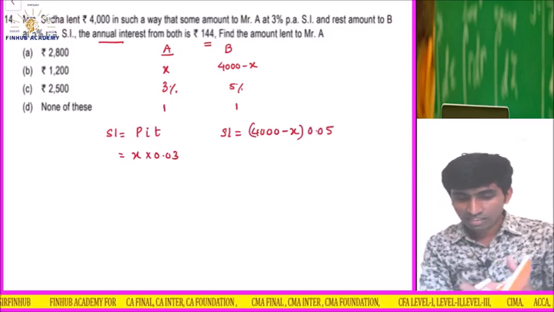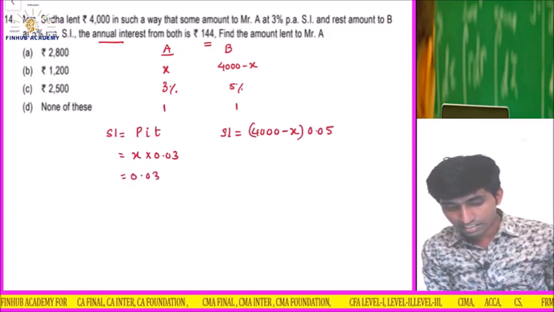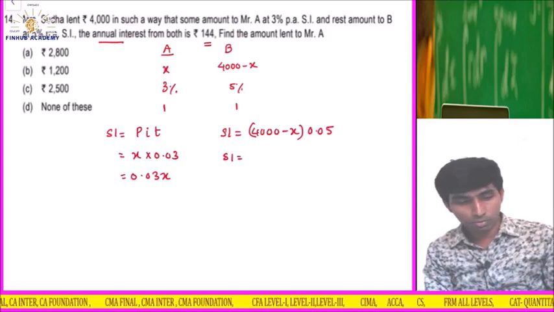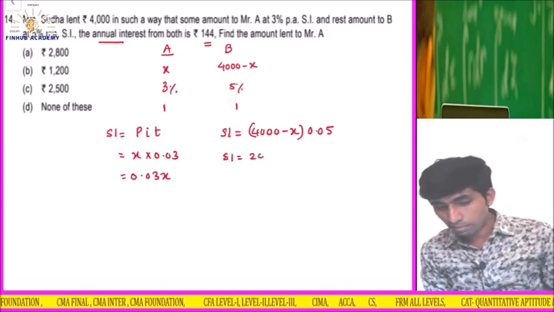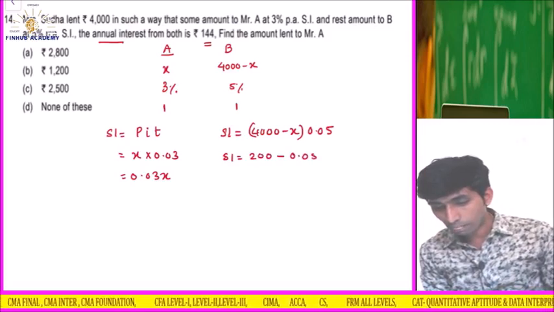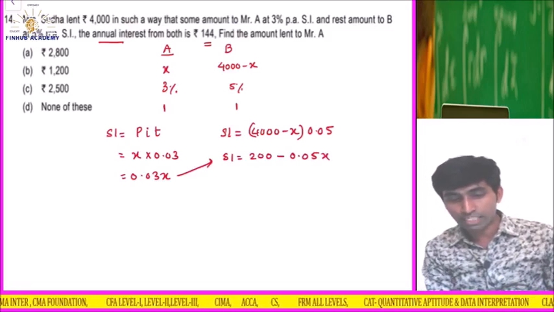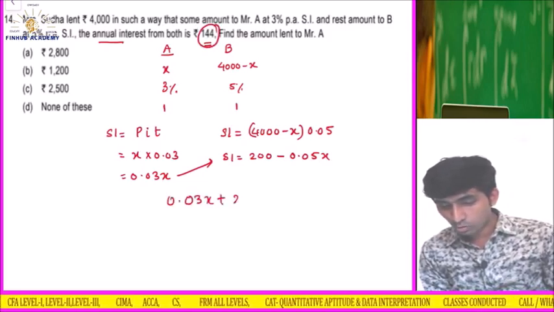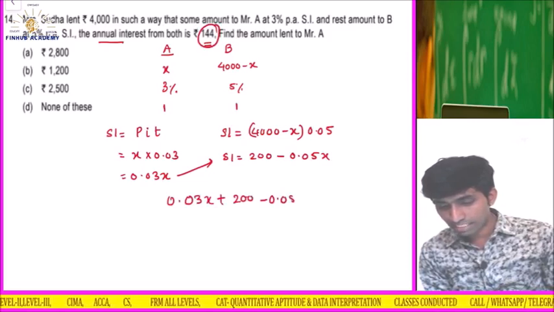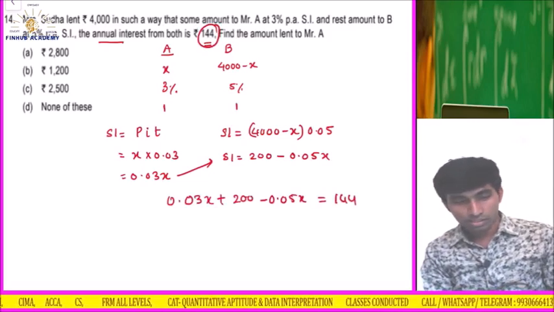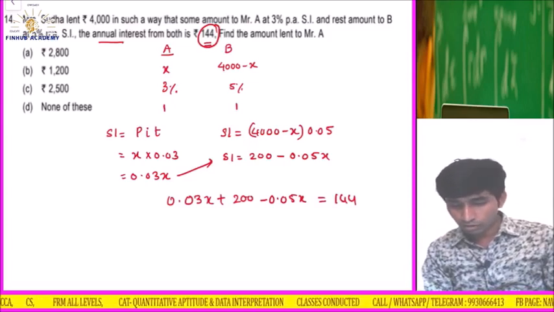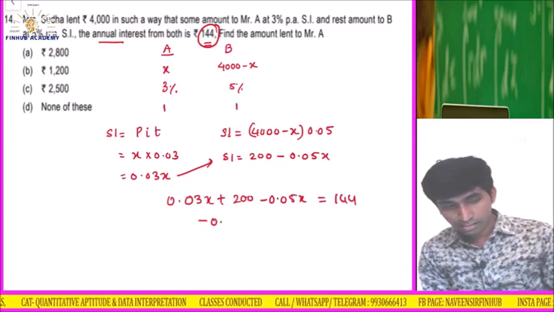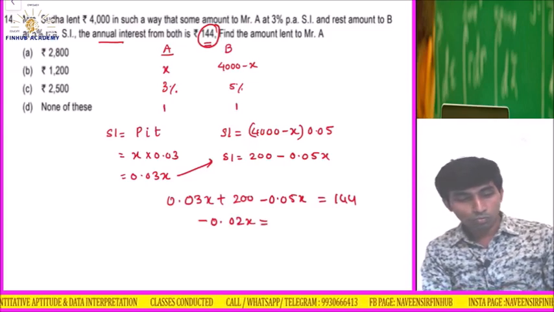So this is 0.03x. Okay, obviously you can solve this using the options also. SI is equal to 4000 multiplied by 0.05, okay, 200 minus, don't forget, 0.05x. If I add these two things, I should get how much? 144. So 0.03x plus 200 minus 0.05x should give you 144. So let's check. 0.03 minus 0.05, so answer is how much? Minus 0.02x is equal to 144 minus 200.